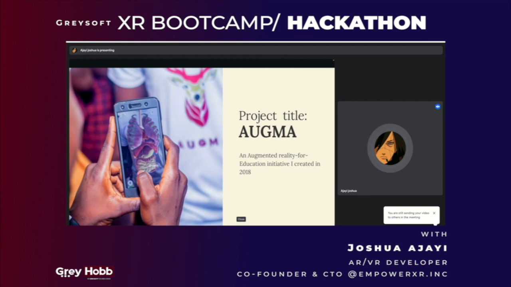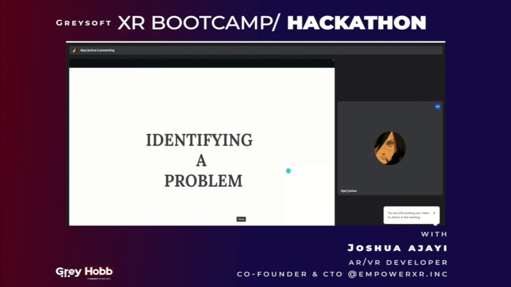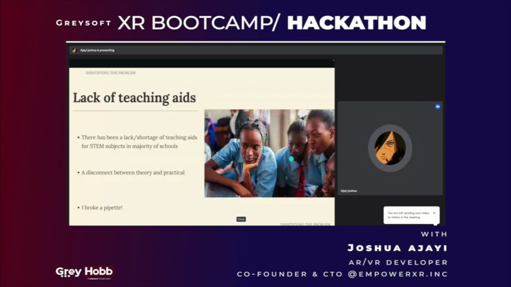Again, the problem here for Augma was that there's a severe lack of teaching and learning needs in STEM subjects in schools. I was once a student here in a Nigerian school. I've schooled my entire life in Nigeria, and I know how difficult it is to have access to equipment in the laboratories. I attended a public school, to be fair, and we had little to no equipment in our laboratories. The equipment we had was maybe one or two pieces. In public schools in Nigeria, we had up to 50, 70 students in one class. Imagine you want to take subjects that require practicals. That was my story.